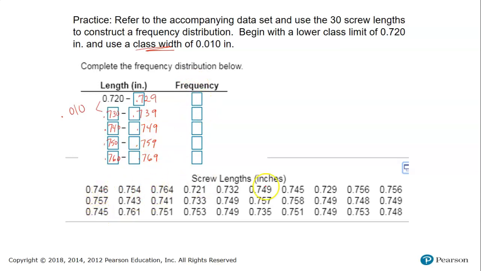As far as the frequencies, we're going to find these in the same way that you did before. You're going to take these, enter them in your calculator, sort them, and once they're sorted, figure out how many values fall between 0.720 and 0.729. You're welcome to try that so you can pause it and double check that you're able to do this. But the frequencies should be 2, 3, 13, 10, and 2.